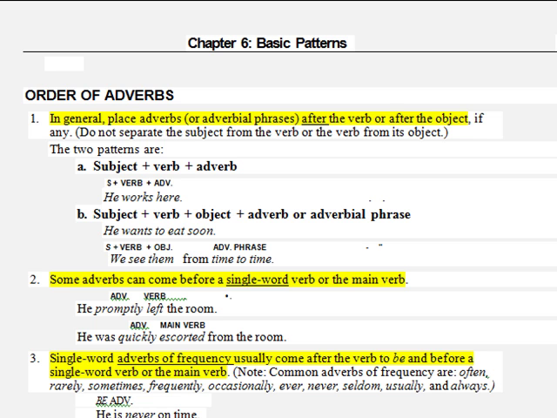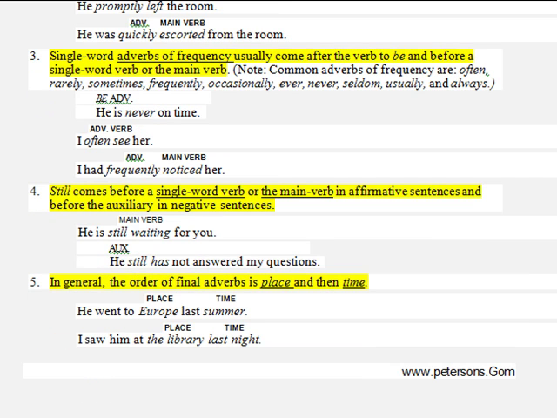Okay, then you got case number 3. Down here, case number 3. So we have a single word adverb of frequency usually comes after the verb to be and before a single word verb or the main verb. Here we have be: he is, adverb never, on time.